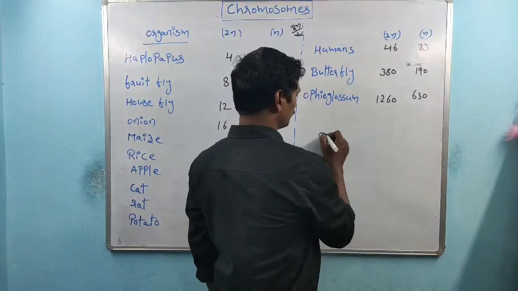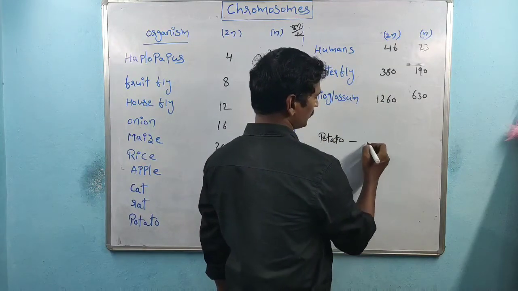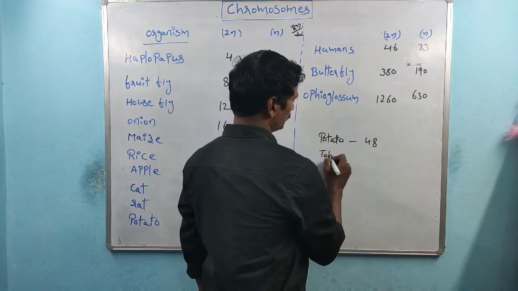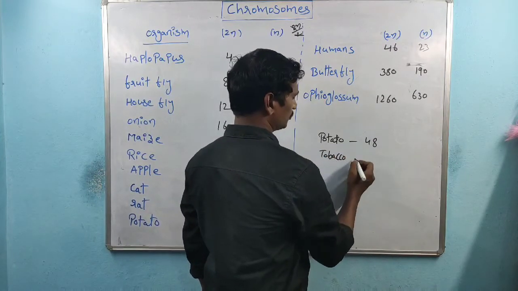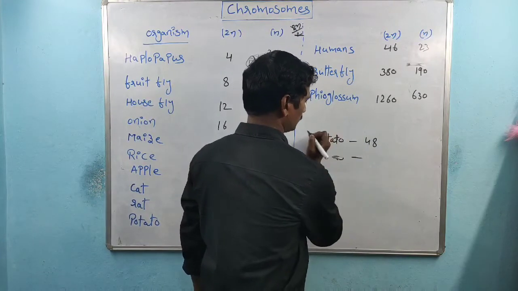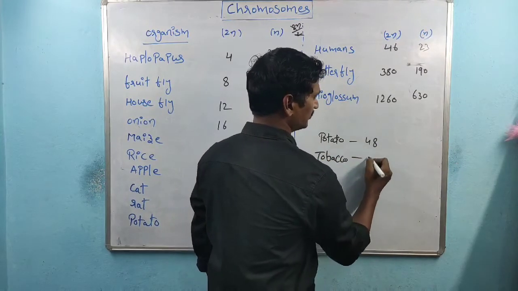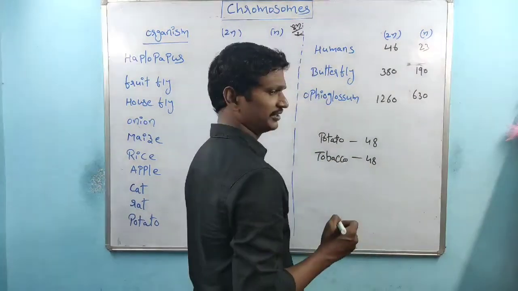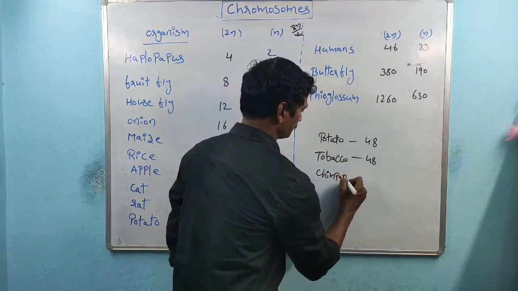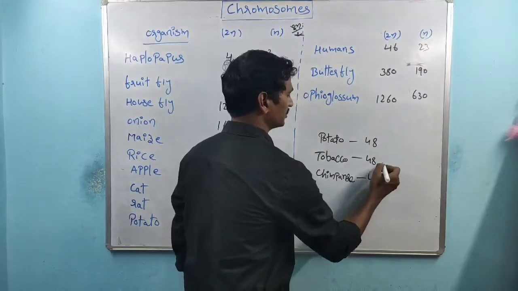We know about the potato. Potato has the number of chromosomes 48, right? We know about the tobacco plant, right? The tobacco plant has 48 chromosomes. And the next one is the chimpanzee. Chimpanzees also have 48 chromosomes.